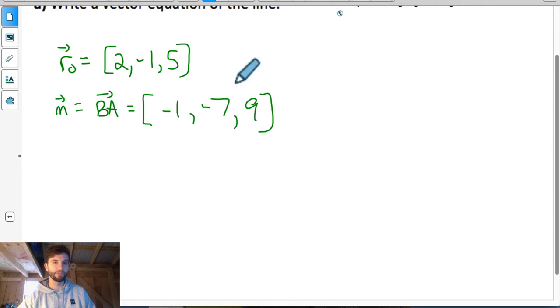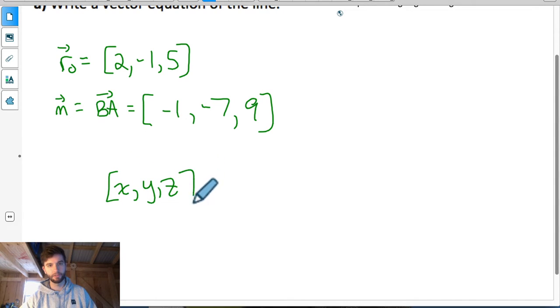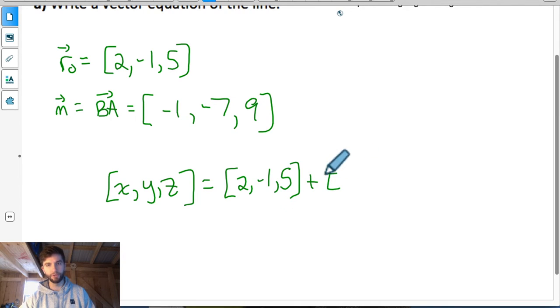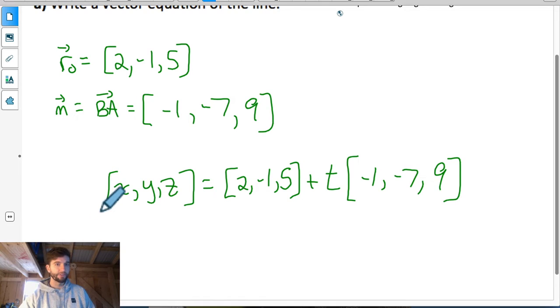So now that we have a direction vector and a position vector, the vector equation of the line would be equal to this. x, y, z equals the position vector, 2, negative 1, 5, plus a scalar multiple, I'll make that scalar t, of the direction vector, negative 1, negative 7, 9. So that's the vector equation of the line.